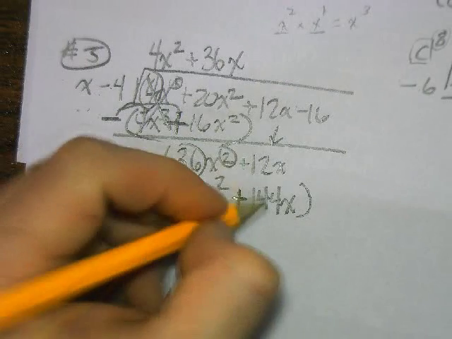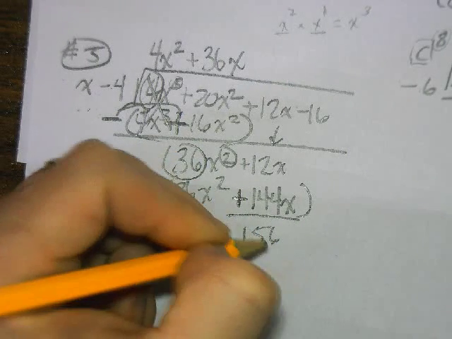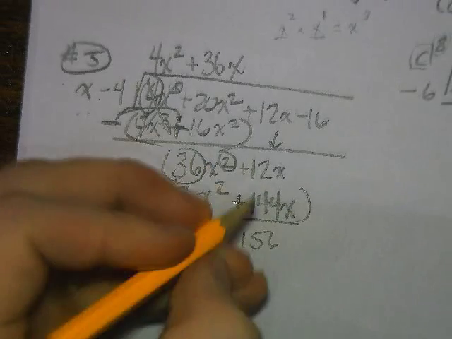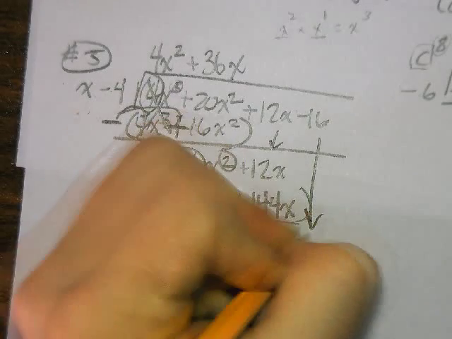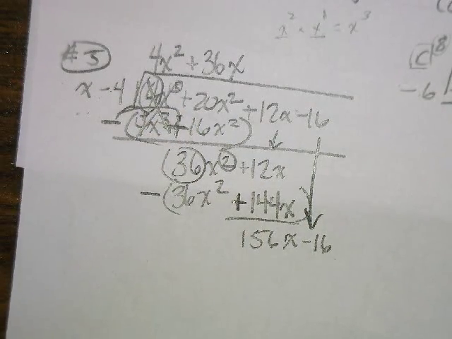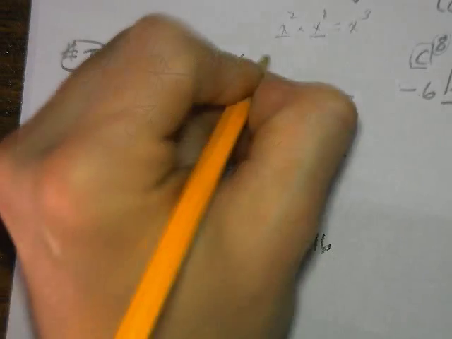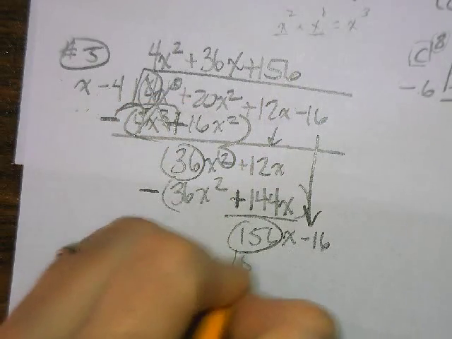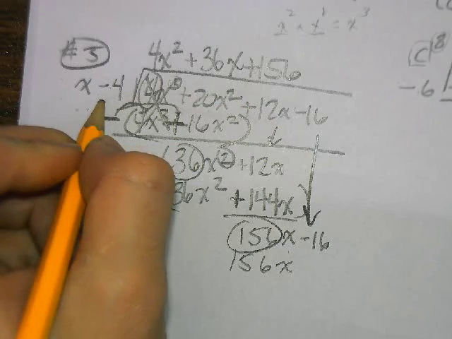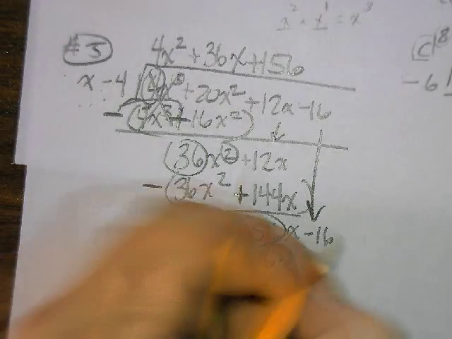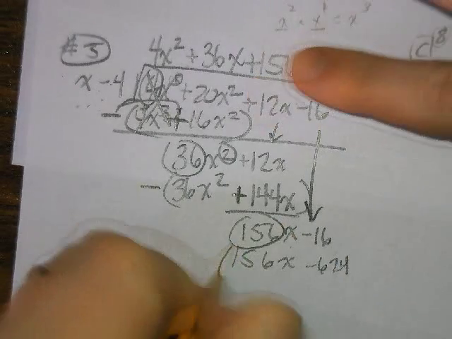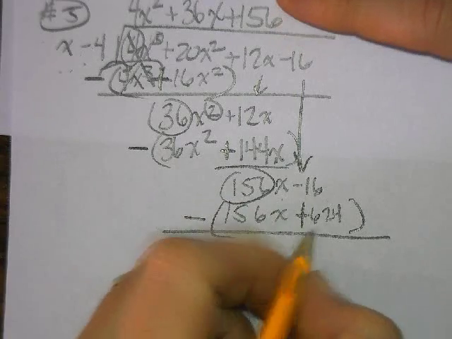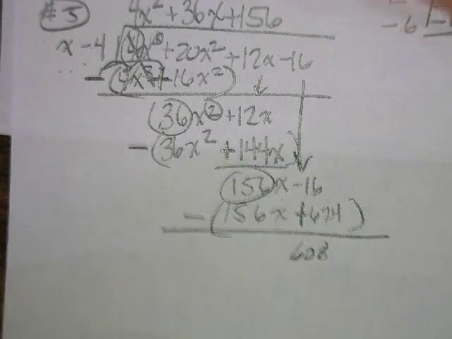156x, bring down your minus 16, and then you're going to put this 156 up here. 156 times x is 156x. 156 times negative 4 is going to be negative 624. And when you go to subtract this, you'll flip all of your signs, which gives you a remainder of 608. This remainder is not done, so you want to take this remainder and write it right up here at the top. Plus 608 divided by x minus 4.